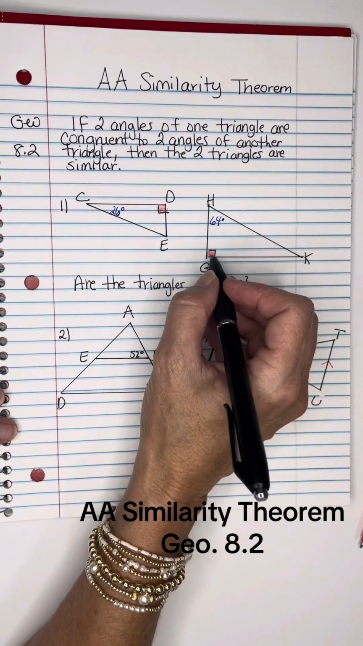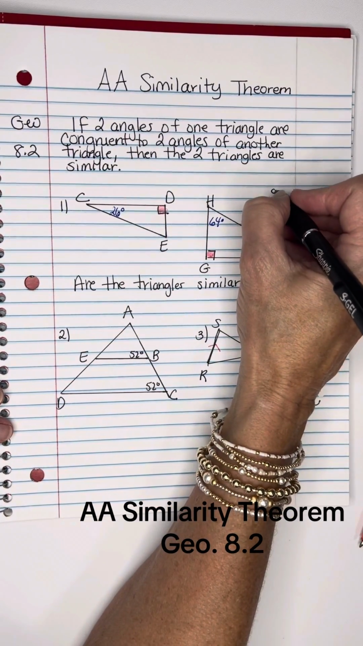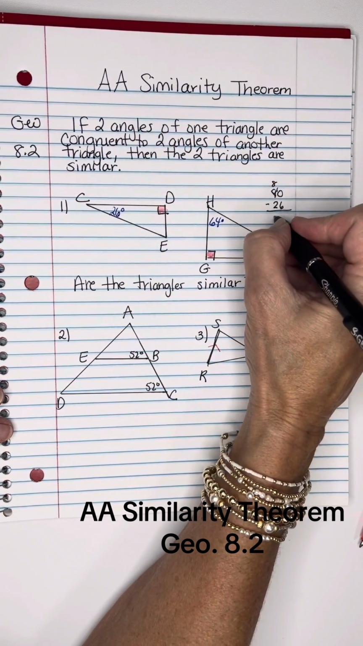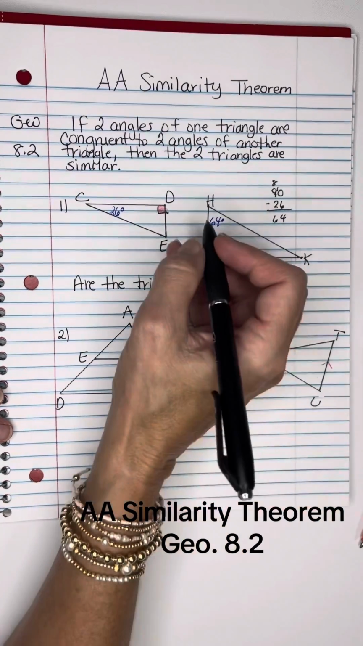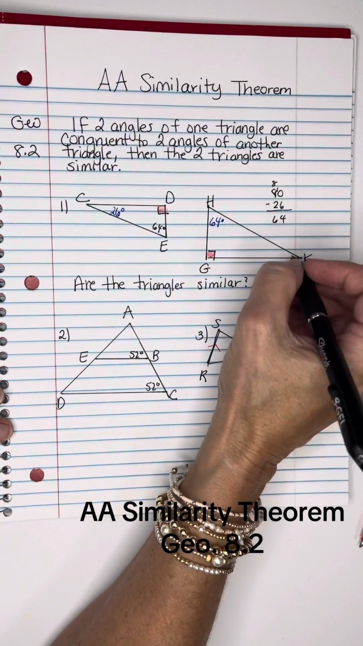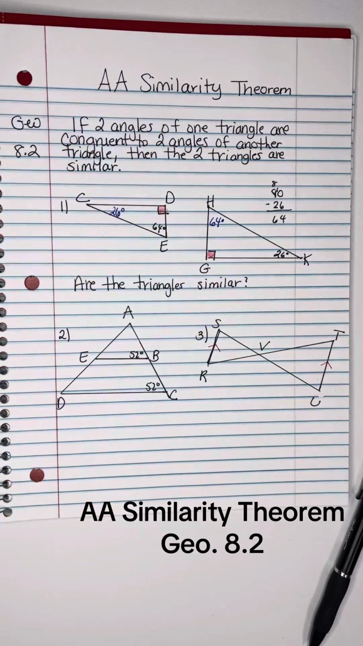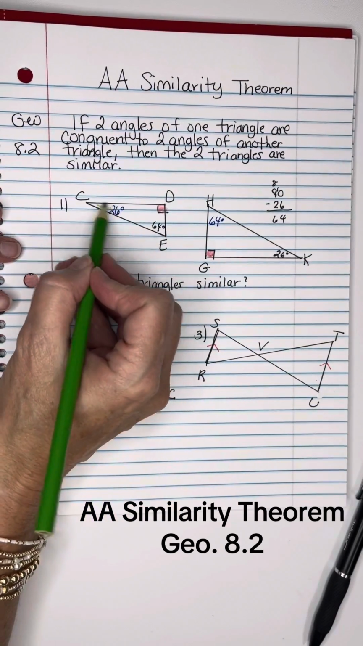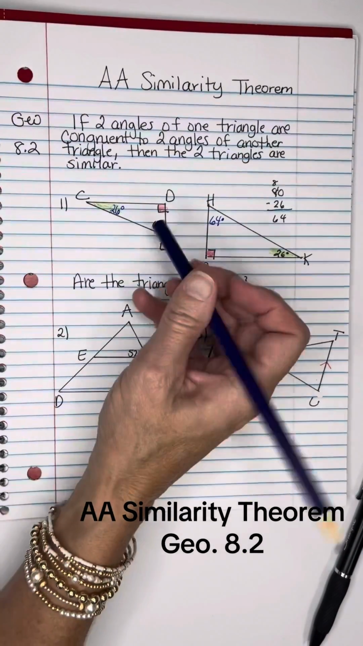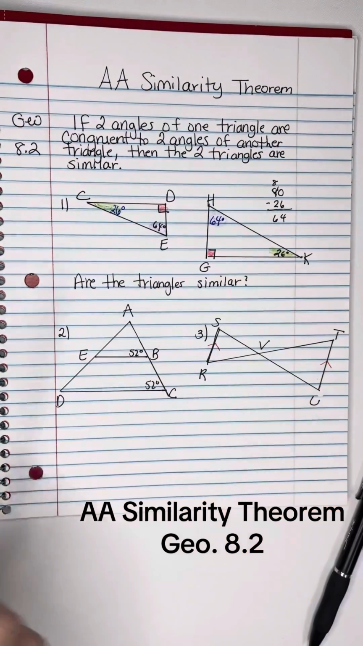So if one of the angles is 90, then the other two angles have to add to be 90. So 90 minus 26, if I subtract that, I get 64. So it is true. On this one, I do have a 64 degrees. And likewise, this would have to be 26 degrees. So let's color coordinate those. The 26s are the same size, and also the 64s are the same size. So I actually have more than two. I have three, but I only needed two.